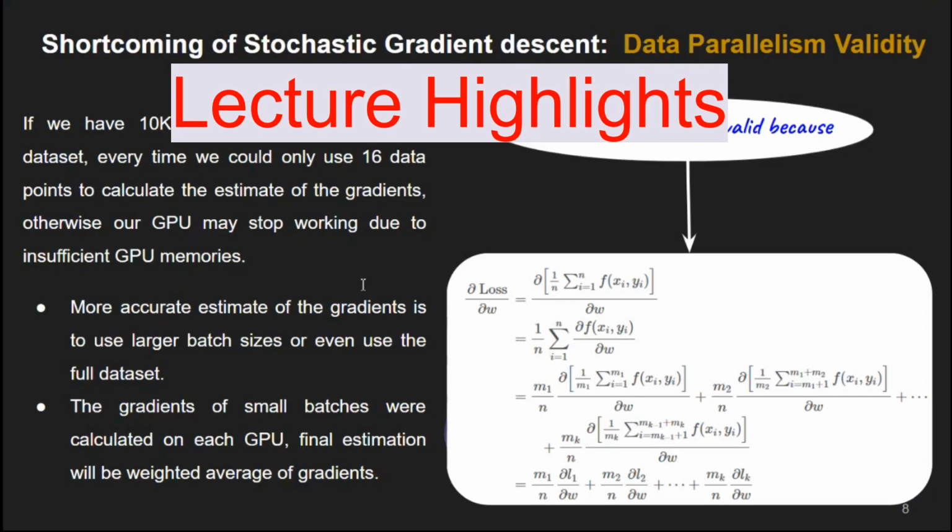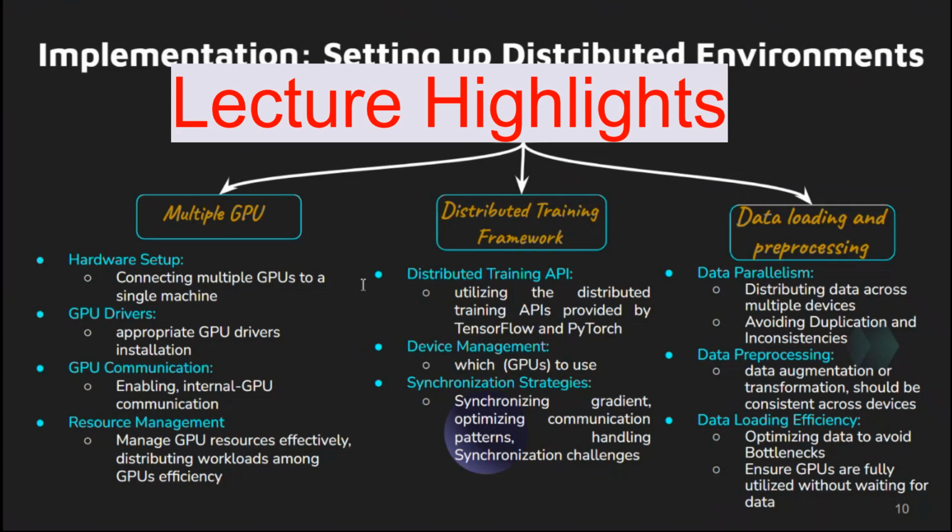And it's a rock star in data parallelism. But here's the catch: using small batches and memory division techniques can lead to GPU memory issues. So we need to talk here about other methods like batch sizes. You have got to keep them large enough to keep GPUs happy. We are talking about multiple GPUs on a single machine, nifty GPU drivers to make everything run smoothly, and enabling them to perform internal GPU communication.